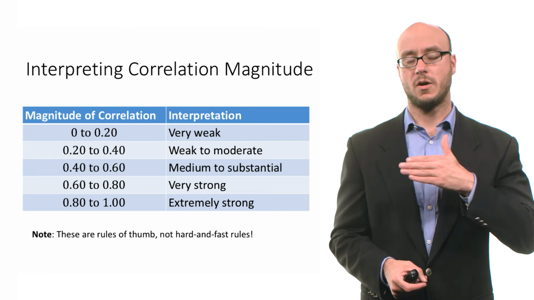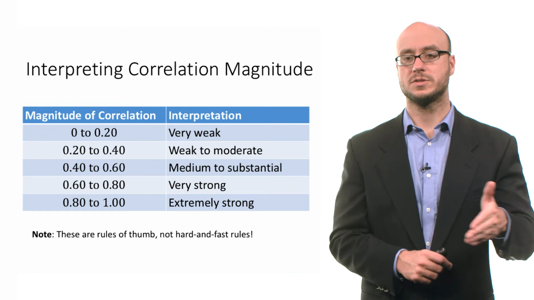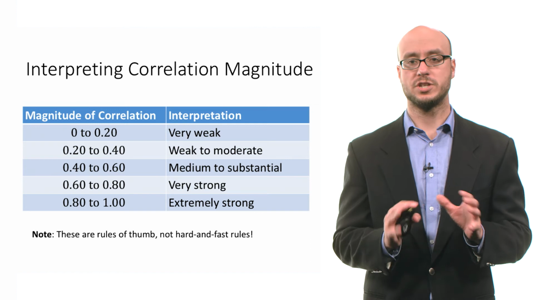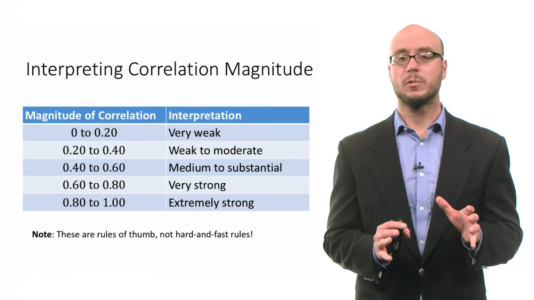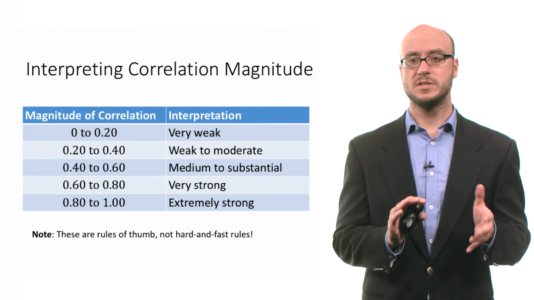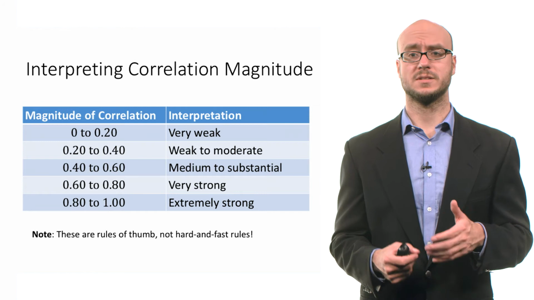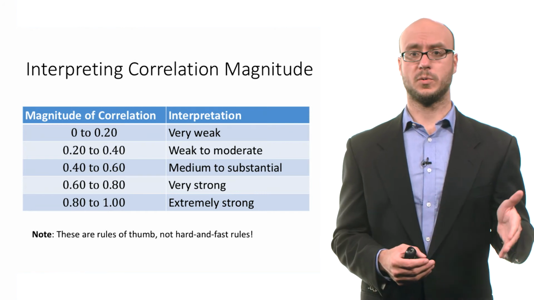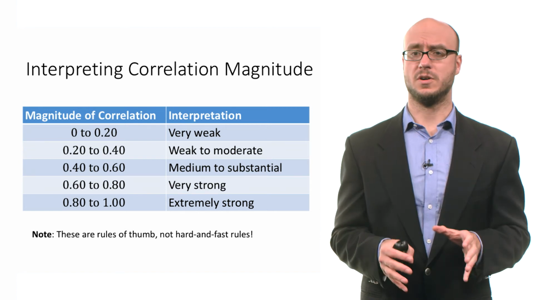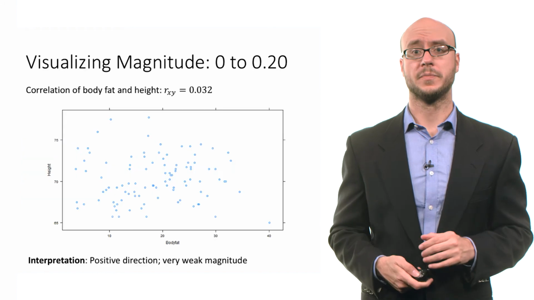The closer you are to 0 in terms of the magnitude of the correlation, the weaker the linear relationship. The closer the magnitude is to 1, the stronger the relationship. So in general, we can say a very weak relationship is when the correlation has a magnitude of 0 to 0.2. If it's between 0.2 and 0.4, it's weak or moderate. 0.4 to 0.6, it's medium to substantial. 0.6 to 0.8 is very strong. 0.8 to 1 is extremely strong. Correlations in practice close to 1 are really quite rare.